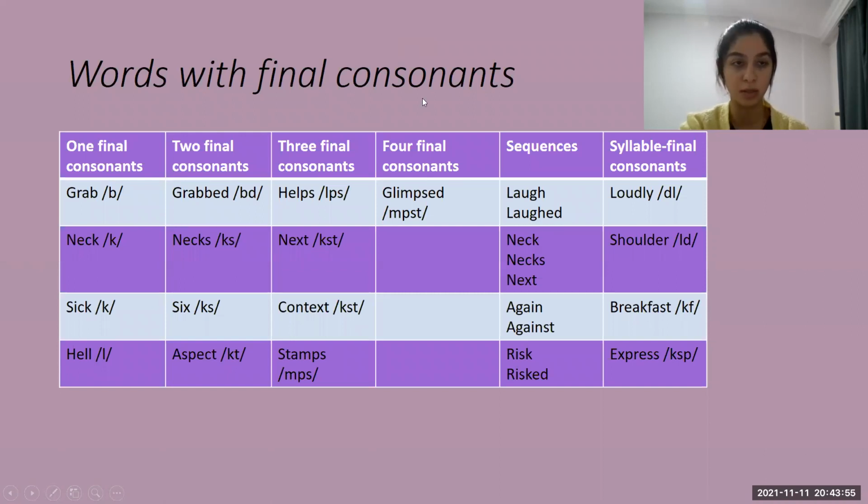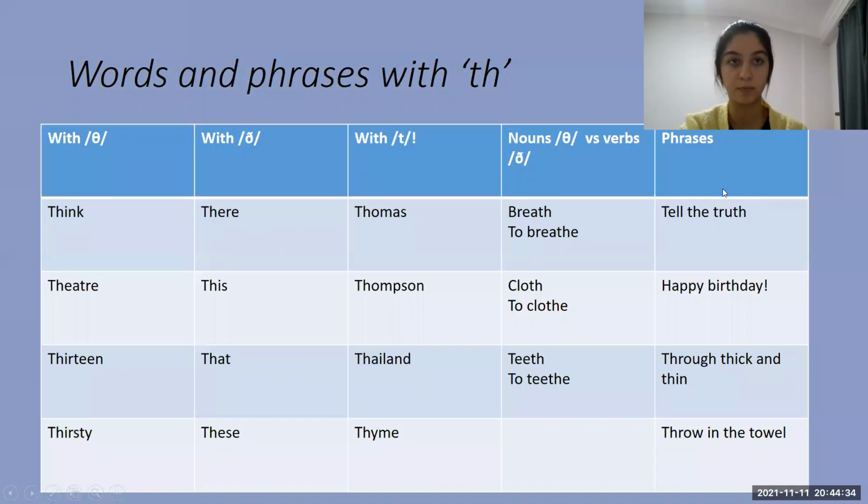Words with final consonants. One final consonant: grab, neck, sick, help. Two final consonants: grab, next, six, expect. Three final consonants: helps, next, context, stamps. Four final consonants: glimpse, sequences, love, left, neck, next, again, against, risk. Syllable final consonants: loudly, shoulder, breakfast, and express.